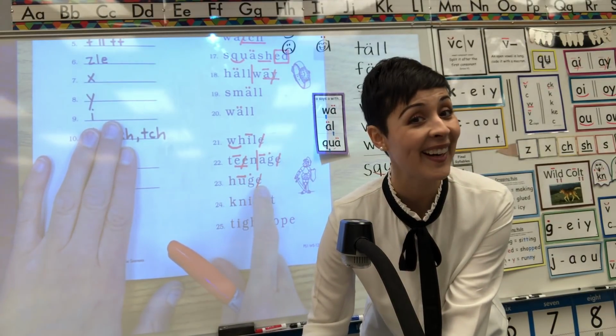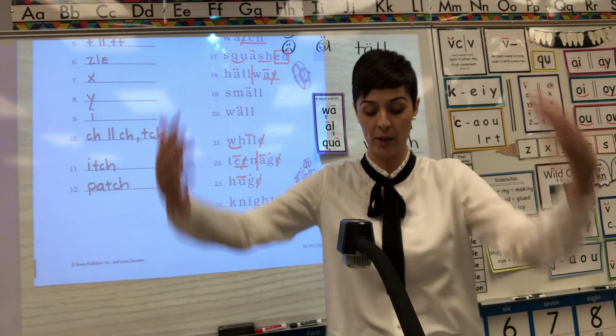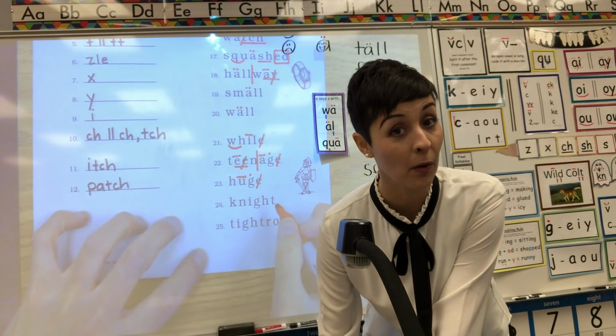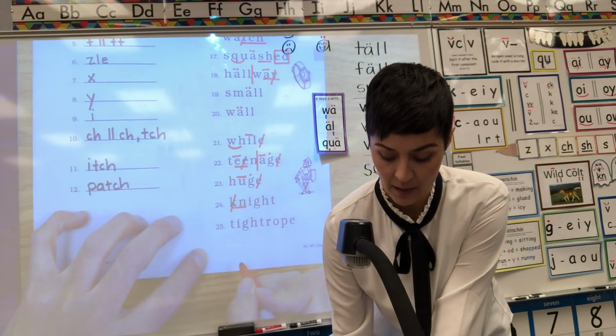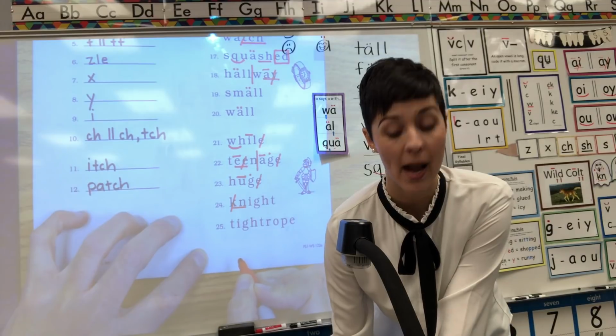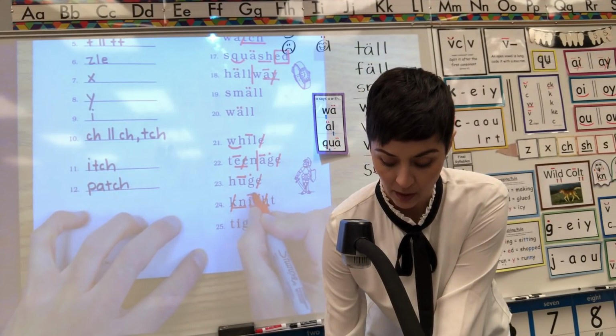Huge. What word? Huge. Like, that was so huge. 24, ghost digraph, KN says underline, cross out the K. Trigraph, IGH, underline, cross out, macron.